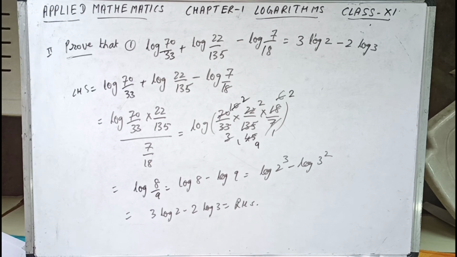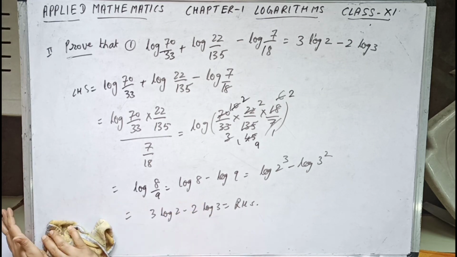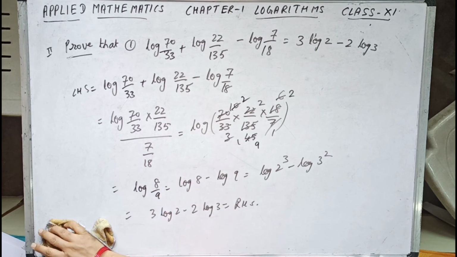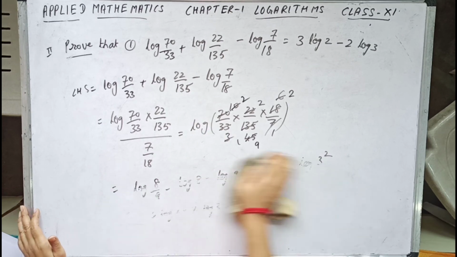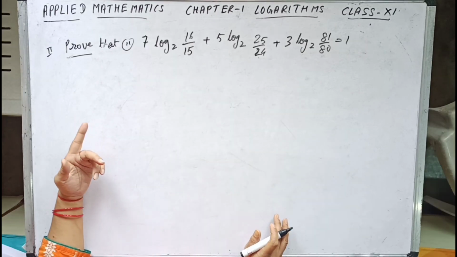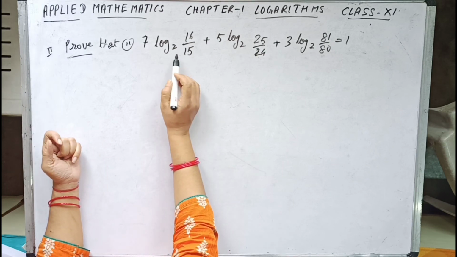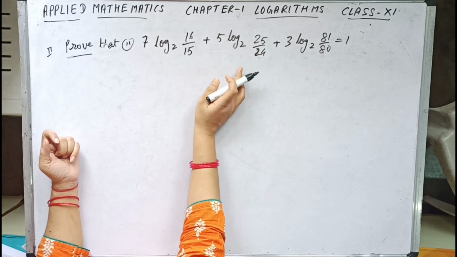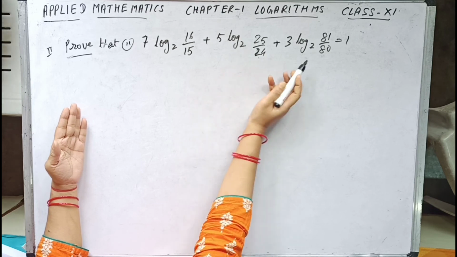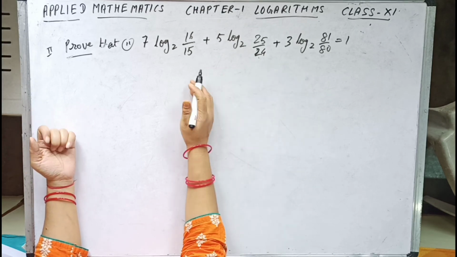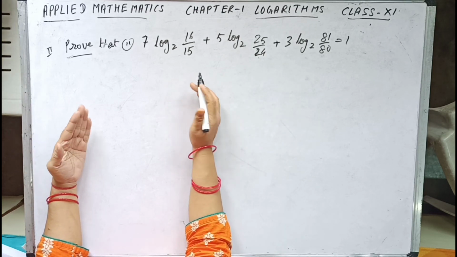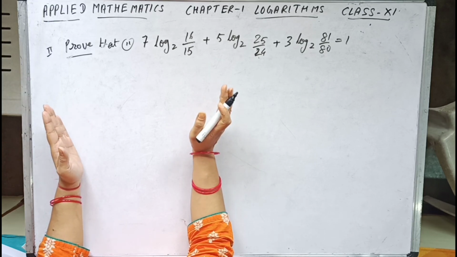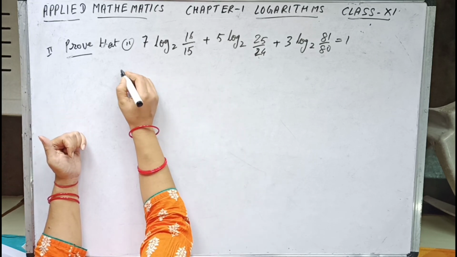So let us do one more sum based on the proving. I think you have understood. Only follow the rules of the logarithm and you will be getting the answer. So coming to the second sum of the proving type, here we can see that all the terms of this question in LHS have the base 2. So it's easy for us, that is, the base is mentioned. If the base is not mentioned, we will consider it as 10. So let us solve it.